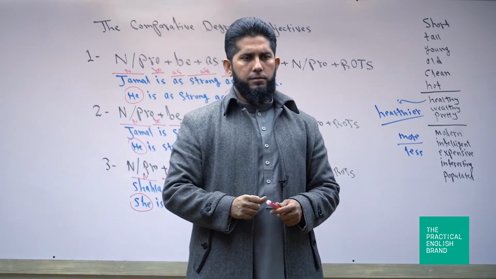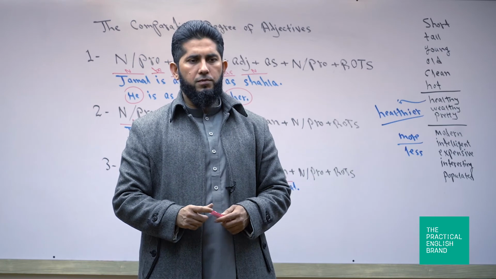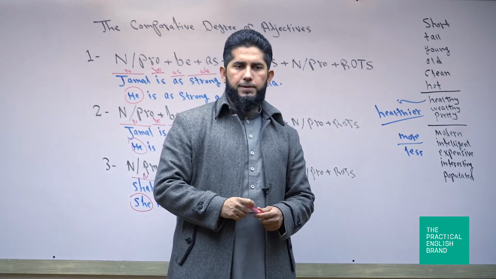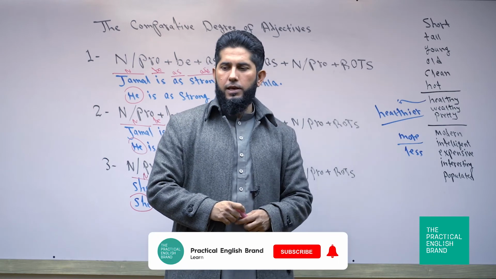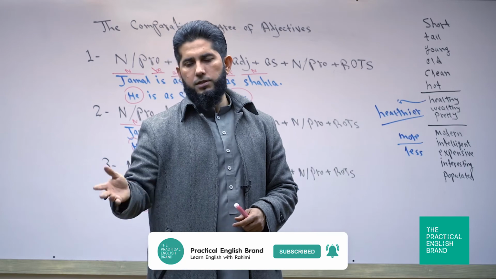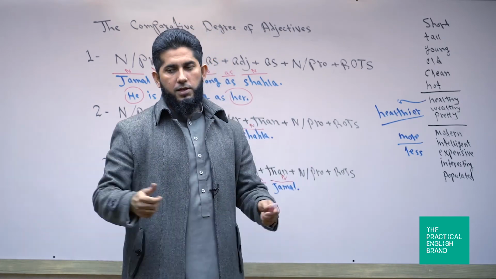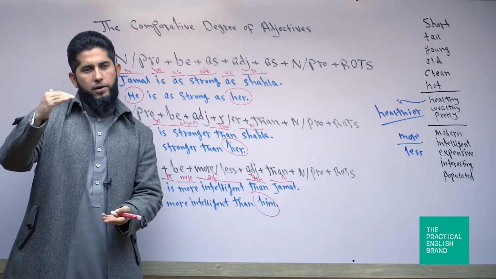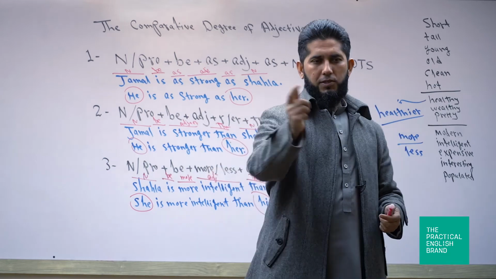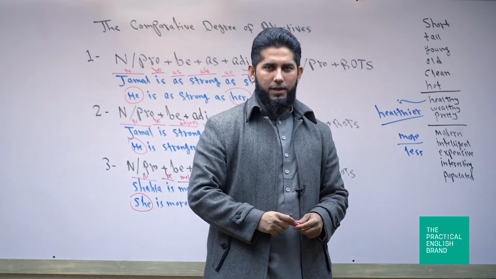Nazir is as short as me. As short as me or as short as I am, okay? I'm going to move forward. Nazir is as young as you are. Or Nazir is as young as you, okay? So you have the same age, the same strength, the same height. Nazir is as skinny as you are. You are as skinny as Nazir is, okay?